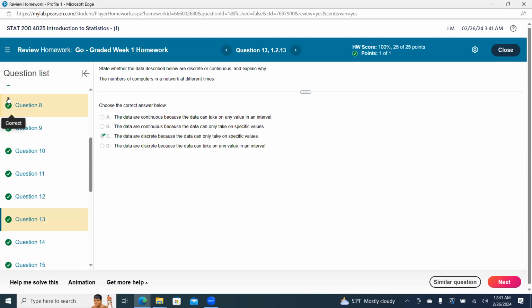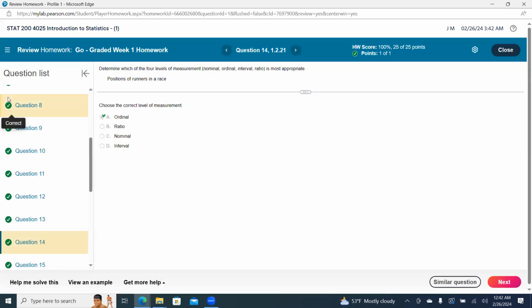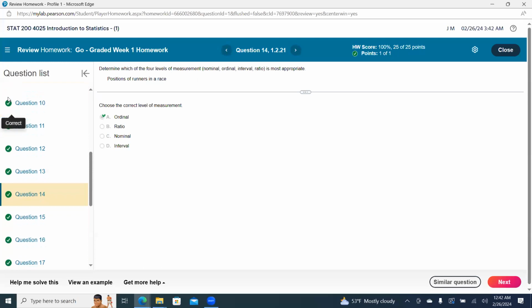So, state whether it's discrete or continuous: the number of computers. They just said it. The number of computers means we're counting something. Yeah, the number of computers in a room is obviously discrete. Okay, good. So it goes on from there.